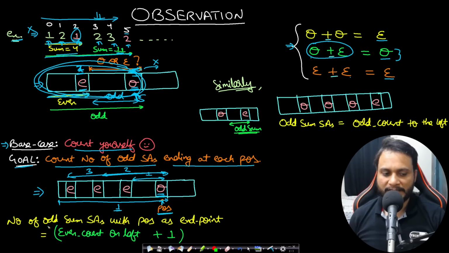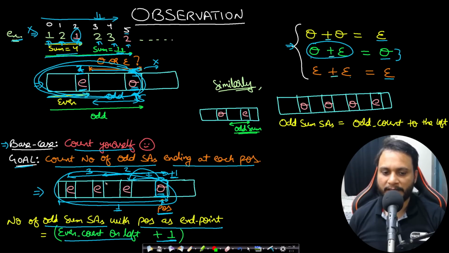So in general you can say that the number of odd sum subarrays with this position as the endpoint will be equal to the even count on the left side. That means the even prefix sum count plus 1. Why plus 1? Because if this value was odd, then I will be adding plus 1 for it, because this entire subarray itself is also one candidate, isn't it? So that is why I will be adding plus 1 for that candidate.